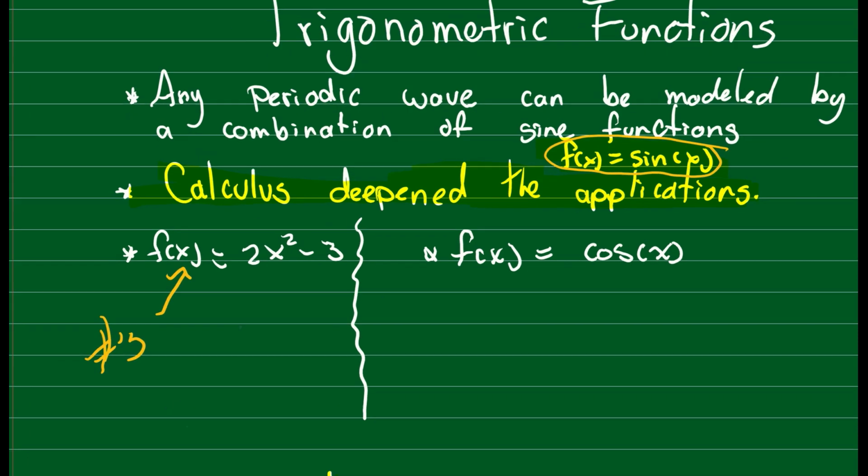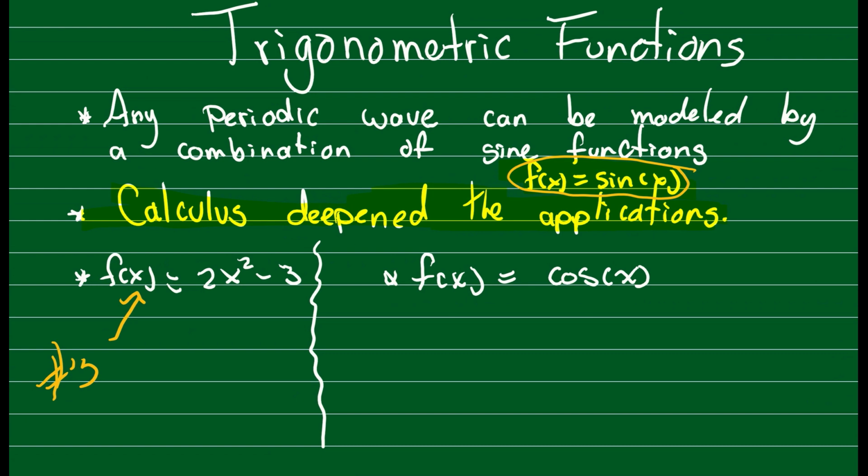Let me zoom in a little bit more. This is starting to act a little bit weird. The input is all real numbers. Well, what is the output? The output for this one would also be all real numbers.